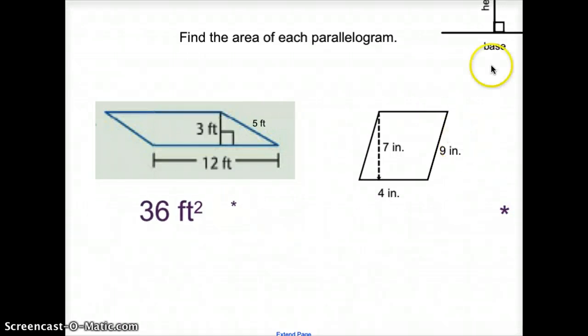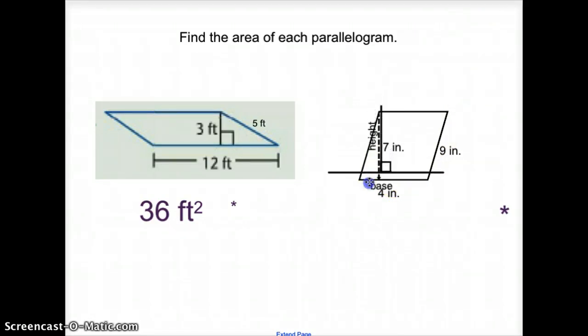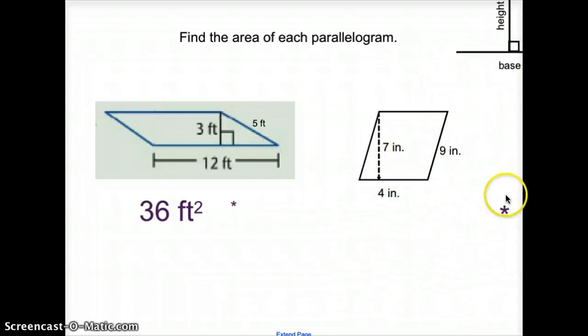For this one, again, you know your base is 4, but which one is your height? So hopefully you're asking yourself, which one forms the 90-degree angle? Is it that one? Nope. Is it this one? Yay! All right, so 7 times 4, you should have gotten 28. Again, did you label it? Feet squared.